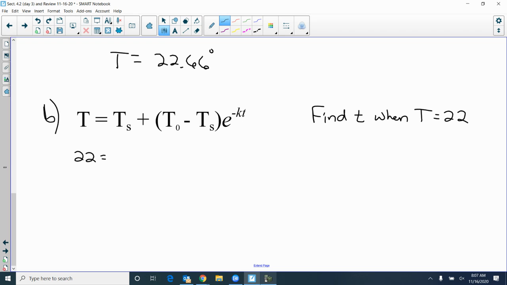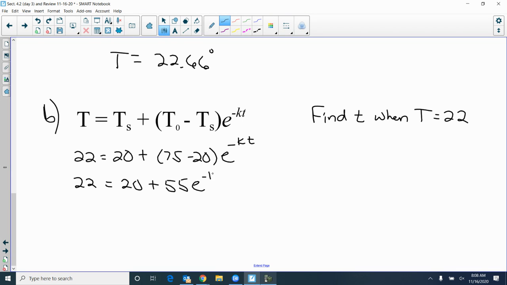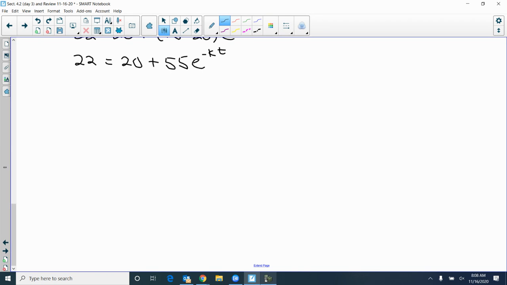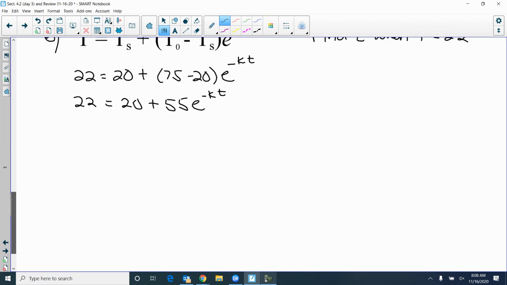Okay, we said the surrounding temperature is 20 plus. That's already at 22.66 degrees after 5 minutes, so we're really close. T sub 0, 75 minus 20, e to the negative kt. I'm not going to write that k value in until the end here. So I get 22 equals 20 plus 55 e to the negative kt. All right, take a second, look that over.